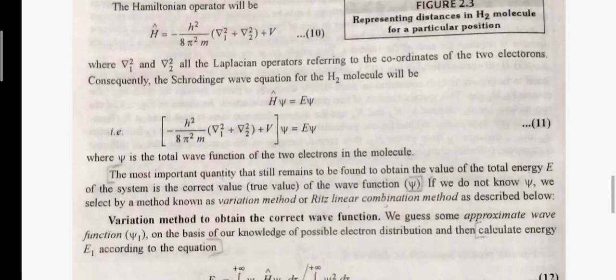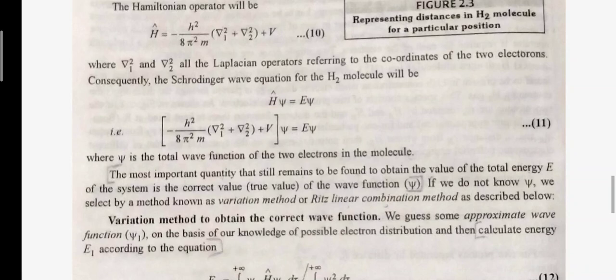where ∇1² and ∇2² are operators referring to the coordinates of the two electrons. Consequently, the Schrödinger wave equation for the H2 molecule will be Hψ = Eψ, that is, −h²/8π²m (∇1² + ∇2²)ψ + Vψ = Eψ, where ψ is the total wave function of the two electrons in the molecule.